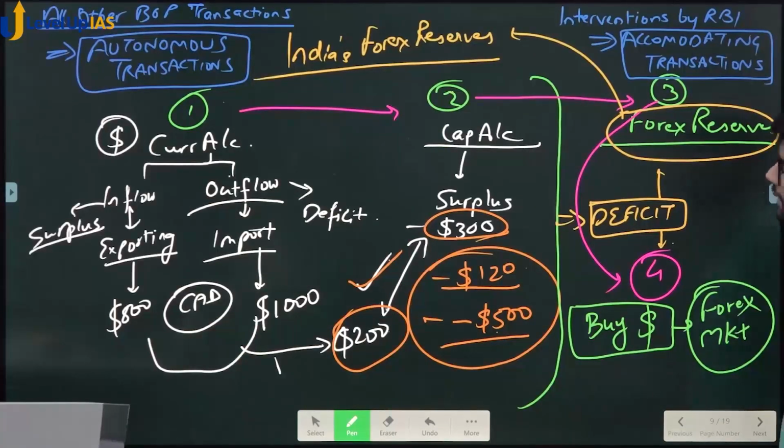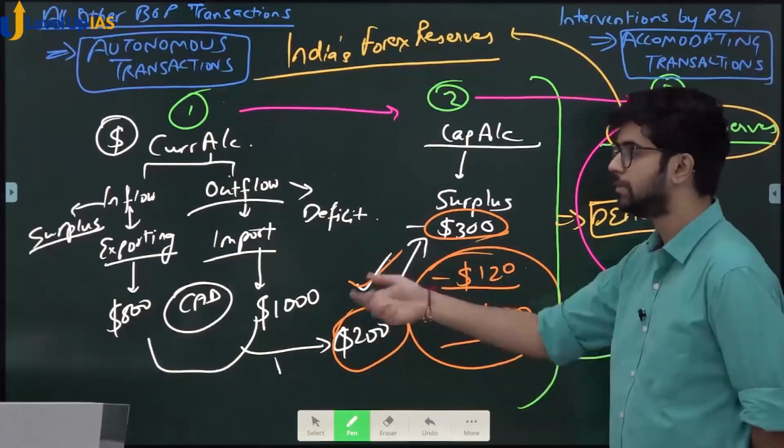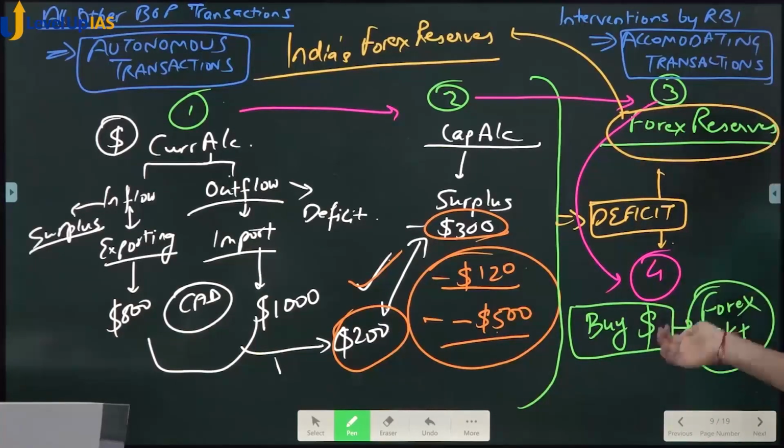Then we saw what are the stages. First, the deficit comes here. Then forex reserves are strained. Then if they are not sufficient, your currency starts depreciating.